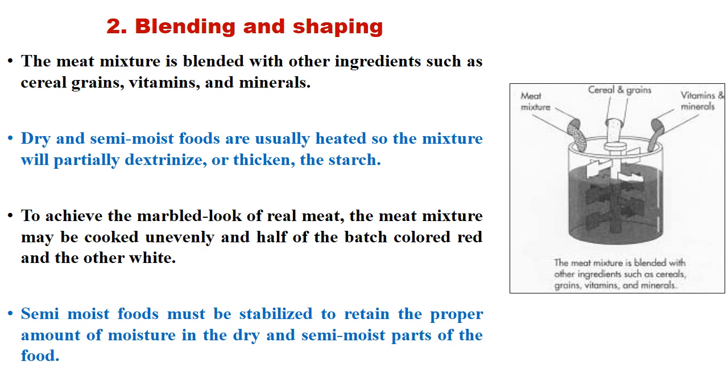The mixture is blended with other ingredients such as cereal grains, vitamins, minerals, etc. Then dry and semi-moist foods are usually heated, so the mixture will partially dextrinize. The dextrin will be formed and thickening of the starch will happen. To achieve the marbled look of real meat, the meat mixture may be cooked unevenly. That means half of the batch is colored red and the other half is white.